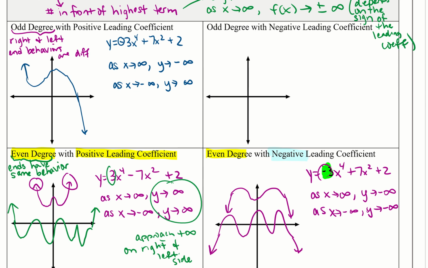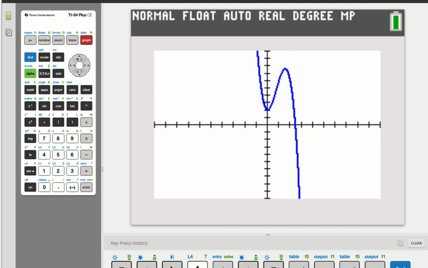So if I just change the leading coefficient on this one to a positive leading coefficient, this should go up on this side. And because it's an odd degree, the highest power was an odd number, the behavior should be different, so it should go down on the left-hand side. And again, what happens in the interior really depends from problem to problem.